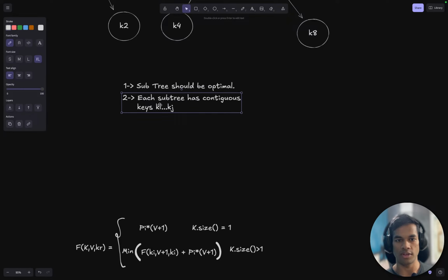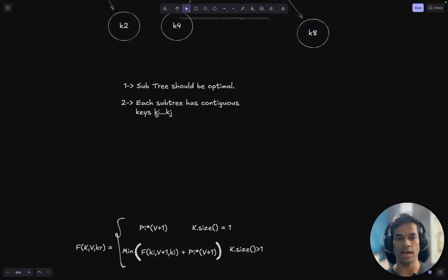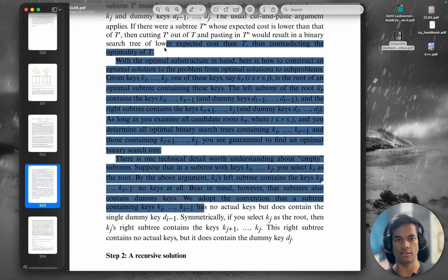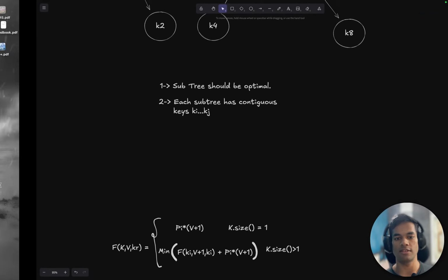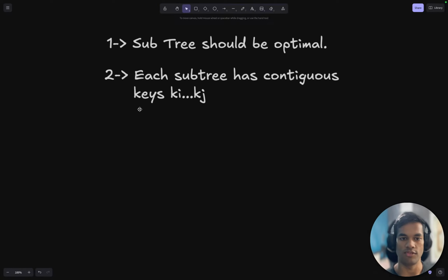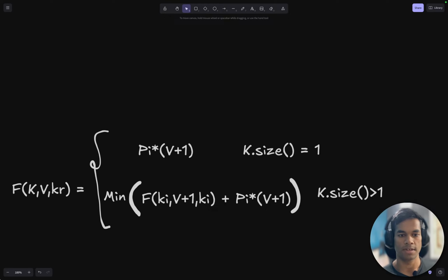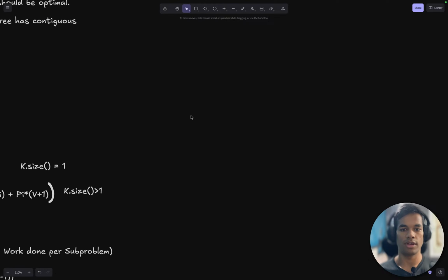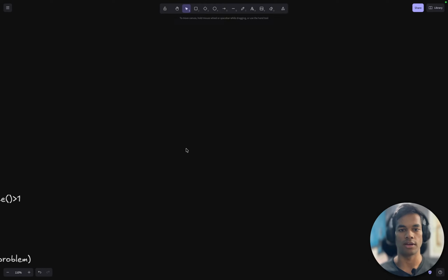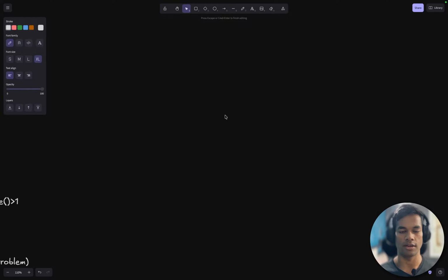Before, when I was writing this recursive formulation, I was unaware of the fact that each subtree has contiguous keys. But now I'm convinced that it does. Every subtree has contiguous keys. And now with that knowledge, what I wrote 5 minutes ago seems stupid. So we can write another recursive function, before we just read out what is written in the book.